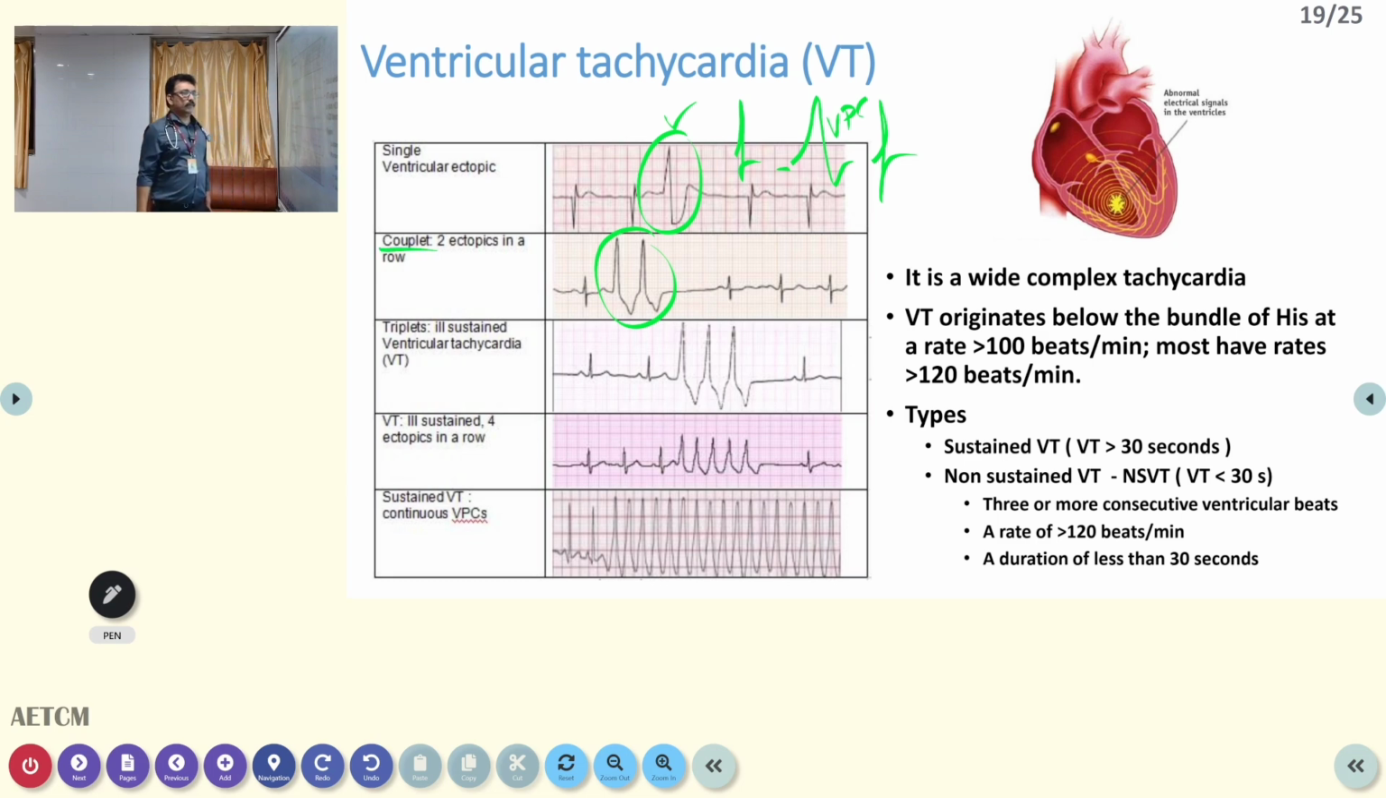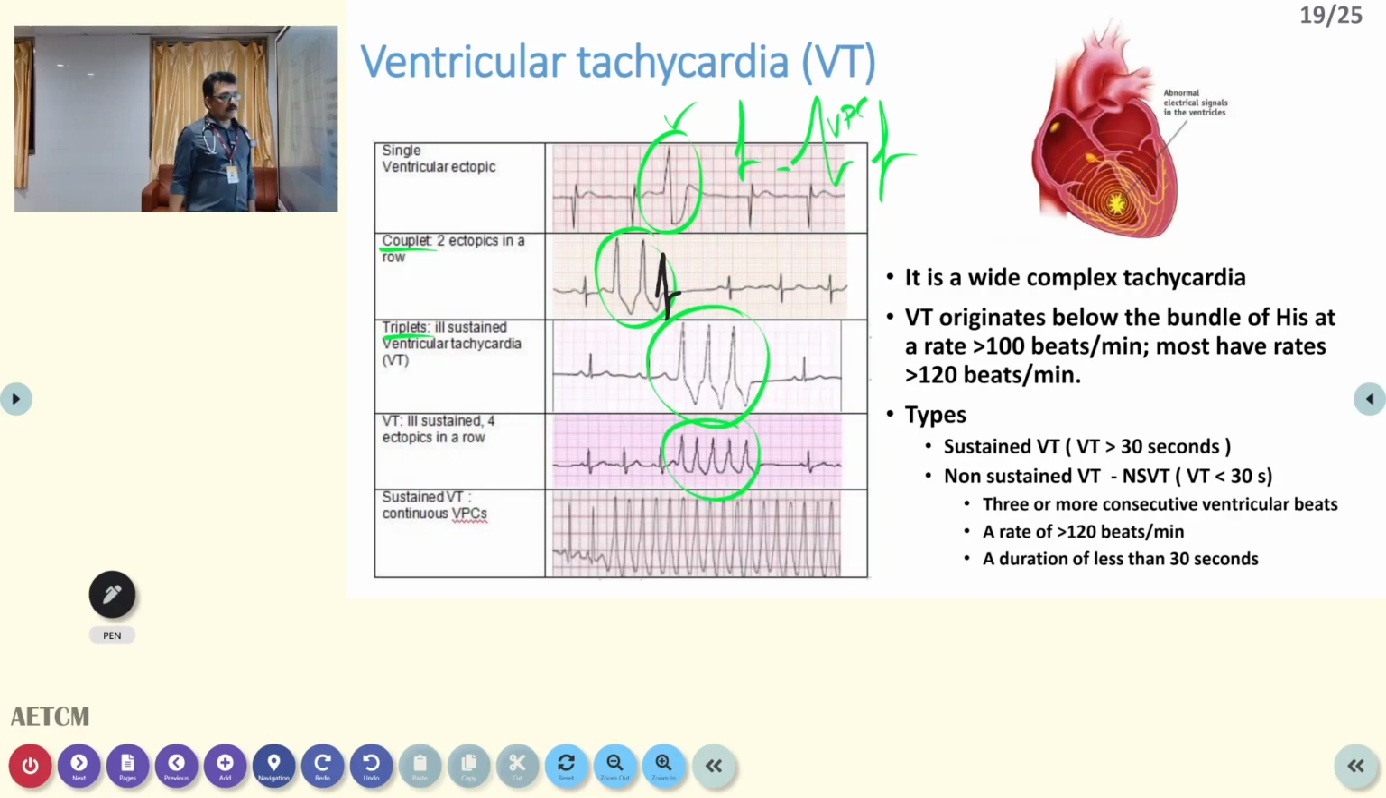Two ectopics are coming. During that period, a normal QRS complex has to come here, but it has not come. So two ectopics will not produce any effective pumping. That ectopic is only electrical activity, and pumping is defective. But if three are coming, then you can call it triplets. Then onwards, you can call it ventricular tachycardia.